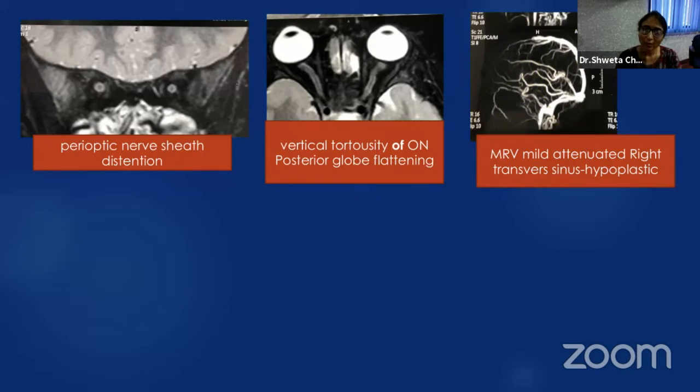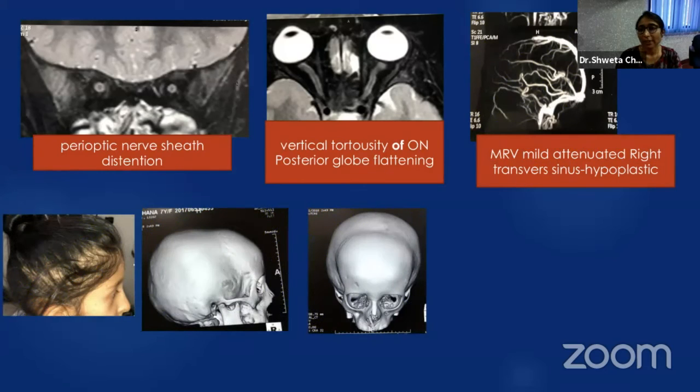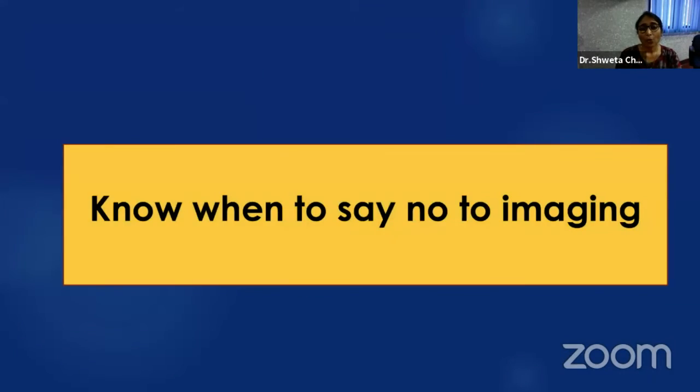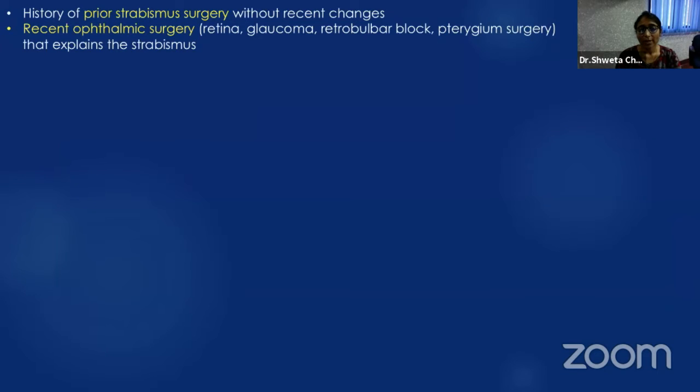So we tried finding out the cause of BIH, and it came out to be craniosynostosis, because of the abnormal shape of her skull, and it showed synostosis of the sagittal and lambdoid sutures along with synostosis of the metopic sutures. So she was further managed in the pediatric department. So know when to say no to imaging.